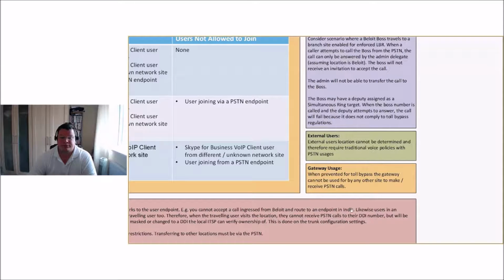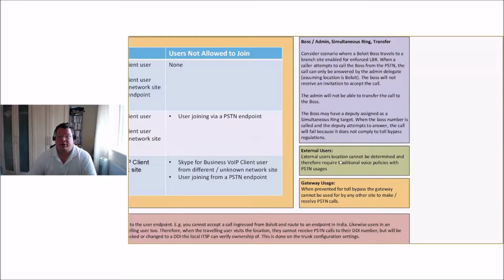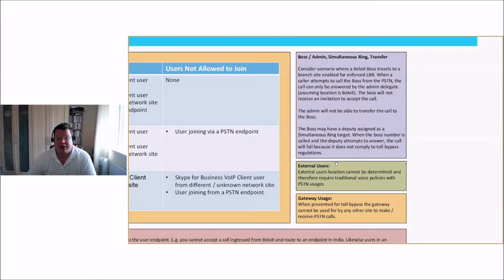When you enable a gateway to prevent toll bypass, what you do is associate that gateway with a network site. Once you do that, no other site in your deployment can use this gateway to make or receive calls. Whilst this doesn't affect the standard user who's in that physical location 100% of the time, if you do have traveling users between sites, then we can come into situations whereby calls don't quite happen in the way that you expect them to.